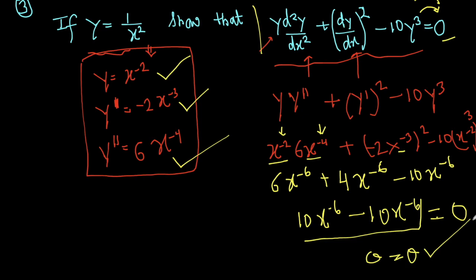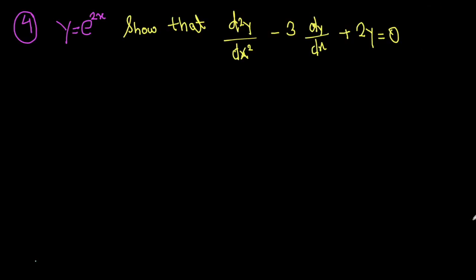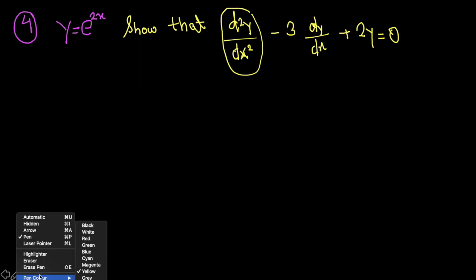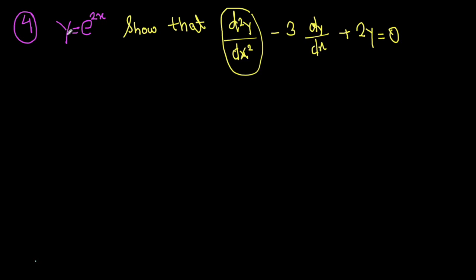So now let's move to another question, a final question. Here also we have to show. I will find the second differentiation, then the first differentiation, and I will put them into the equation, and if I get it equal to 0, then it is proved. So first, the function is given.